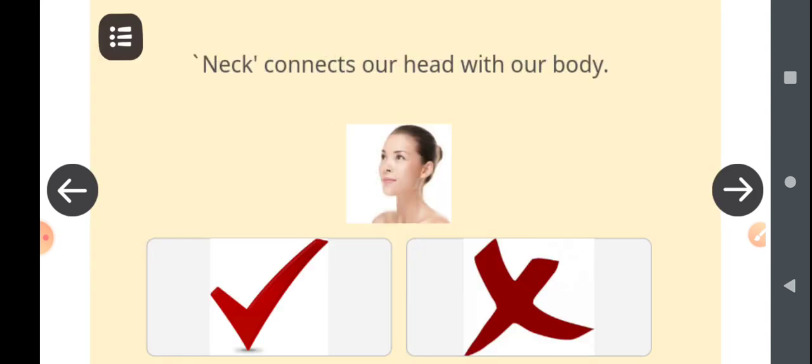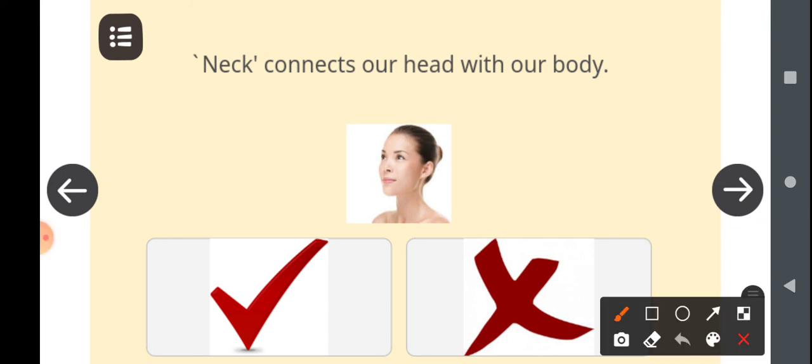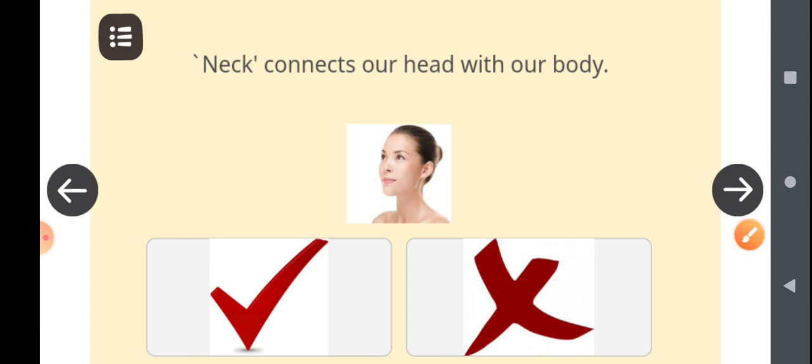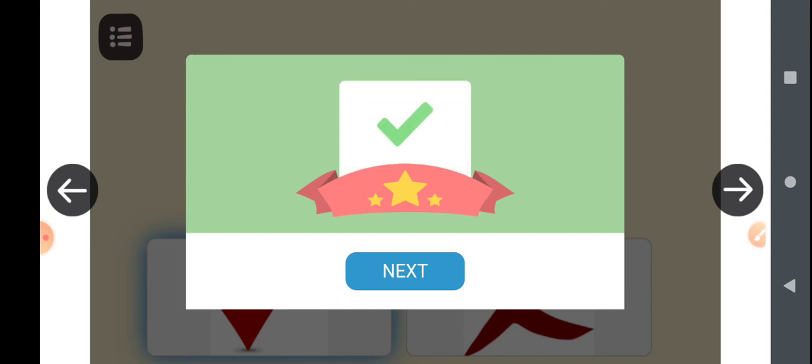Okay, neck connects our head with our body. There is the neck, right? Which is our neck? This is our neck, no? Neck connects our head with our body. It's true. Okay, kids?